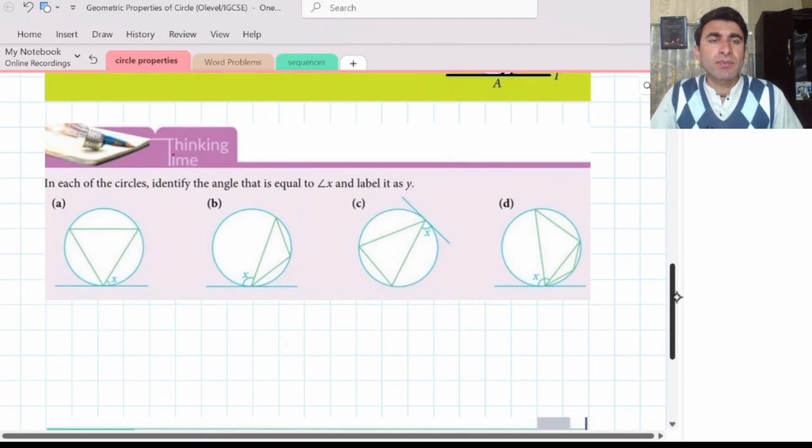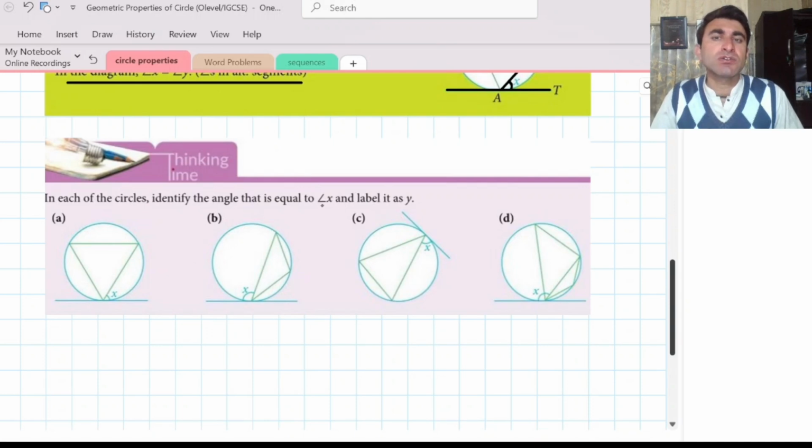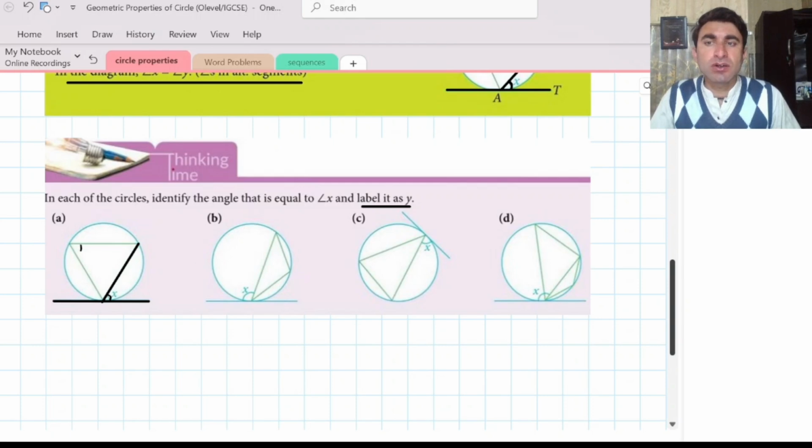Now here is the first question. It states, in each of the following circles, identify the angle that is equal to x and label it as y. In the first part, as we see, here is the tangent, and the angle is made between this chord and the tangent. So the angle opposite to this chord in the alternate segment will be y, and as we know, this shall equal x, because angles in the alternate segments are equal.